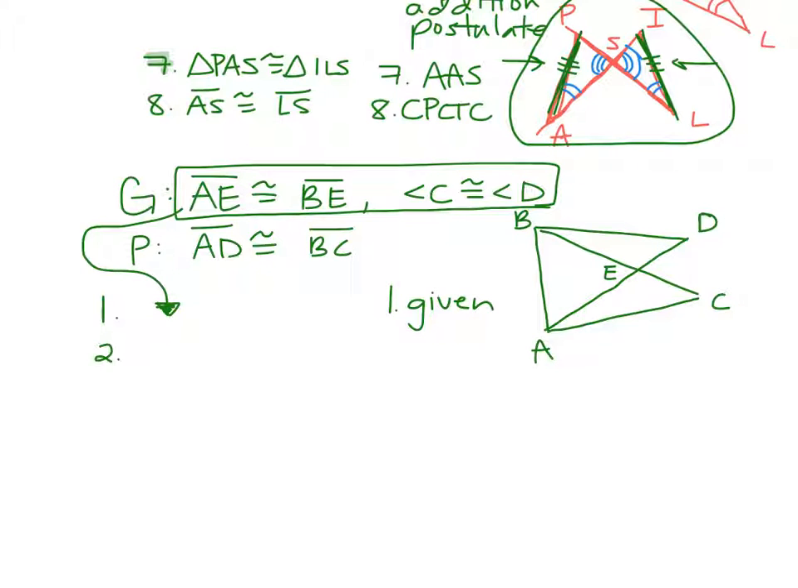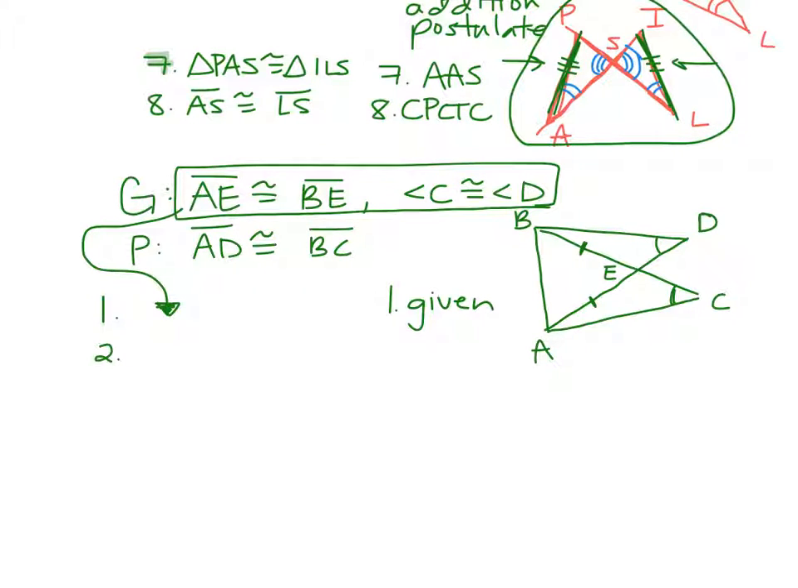Look at what it is that they're giving us. They're giving us AE congruent to BE and C congruent to D. So those are both parts of two triangles, but that doesn't actually help us to get AD and BC because those aren't parts of those triangles. But instead, where I want you to start, anyone see where I want you to start?